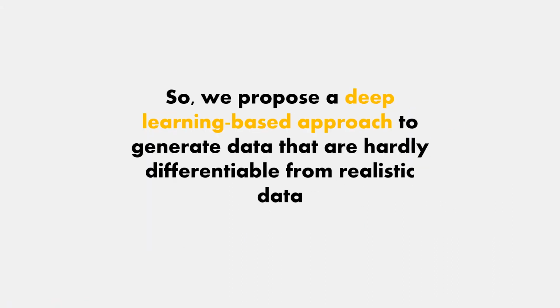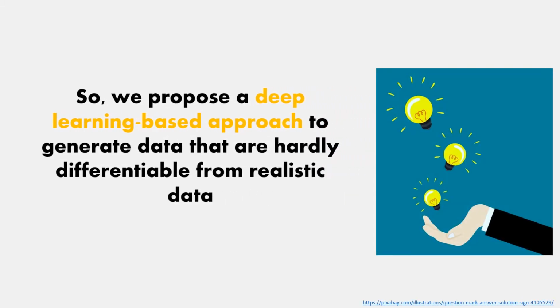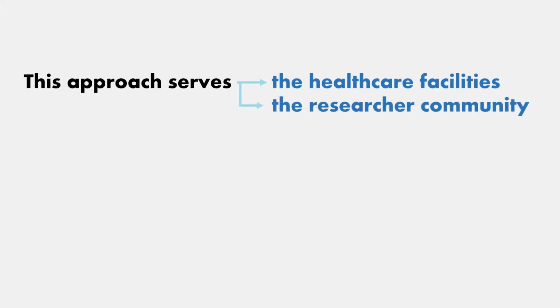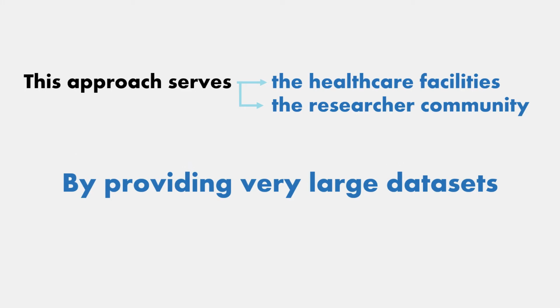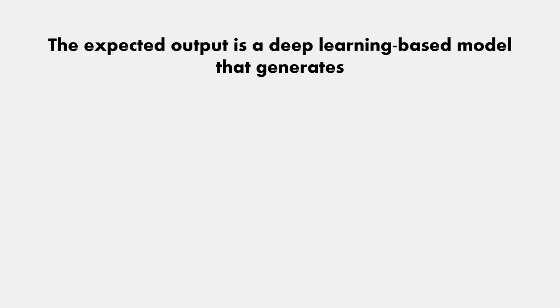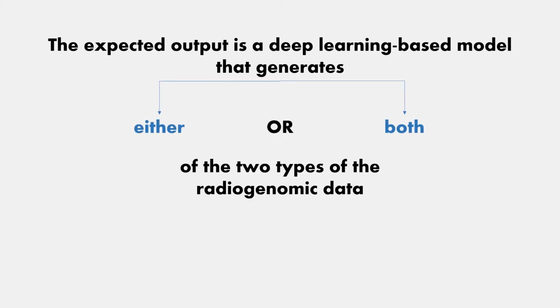After searching for a solution for this problem, we propose a deep learning-based approach to generate data that are hardly differentiable from realistic data to solve the data unavailability problem. This approach serves the healthcare facilities and the researcher community by providing very large data sets to suit the training data requirements. The expected output is a deep learning-based model that generates either or both of the two types of the radiogenomic data, aiming to build a large dataset.